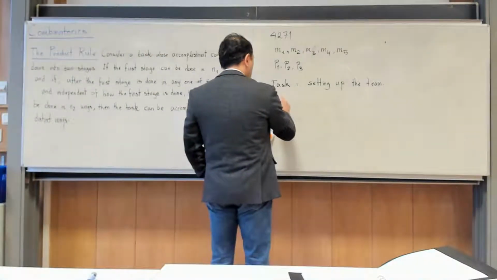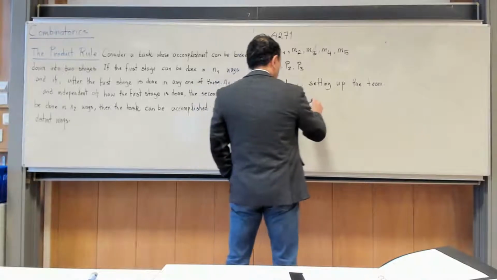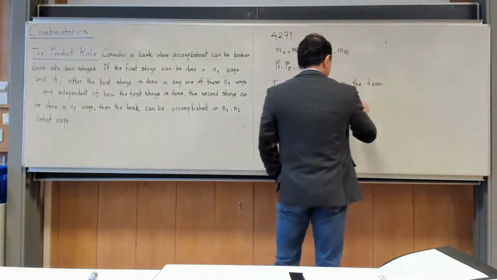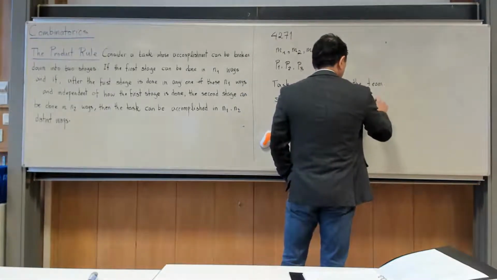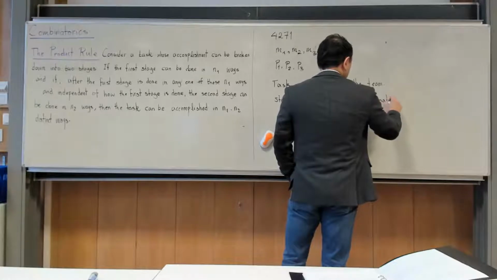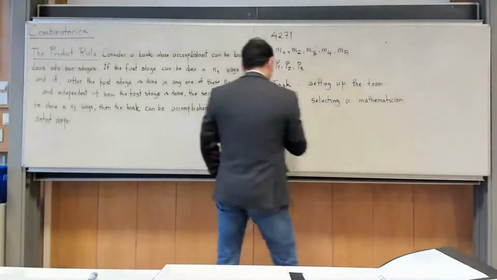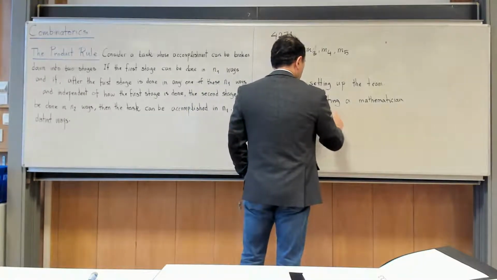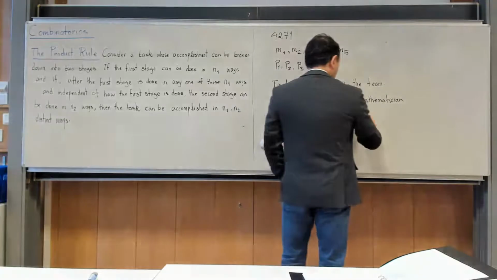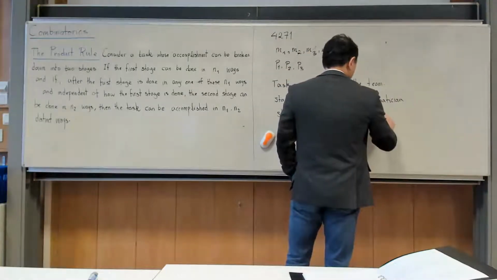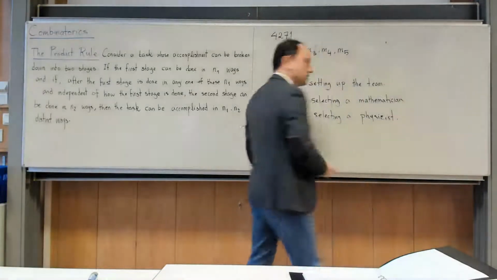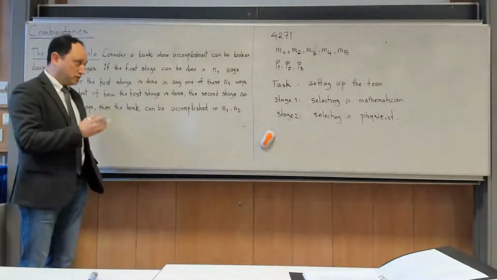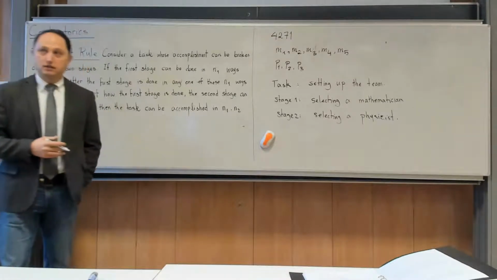So I can write stage 1, selecting a mathematician. Yes. And then stage 2, selecting a physicist. Okay, is that clear? So my task is setting up a team. I can break it down into 2 stages. Stage 1, selecting a mathematician. Stage 2, selecting a physicist.